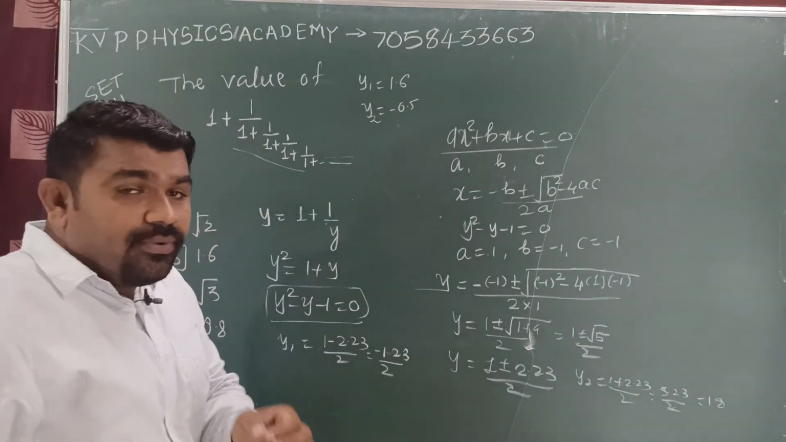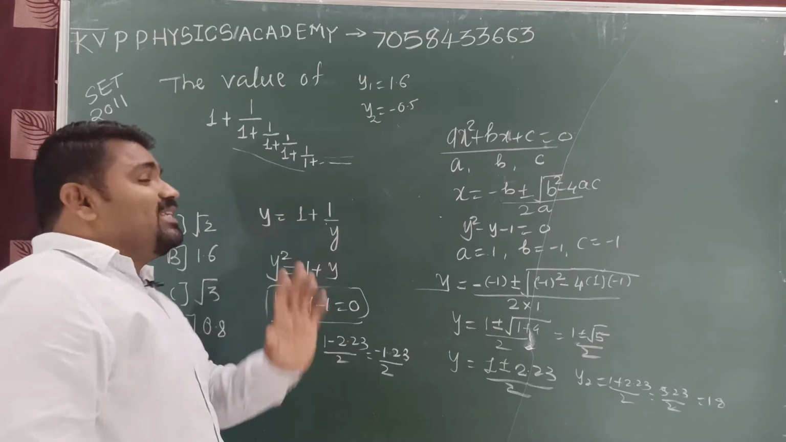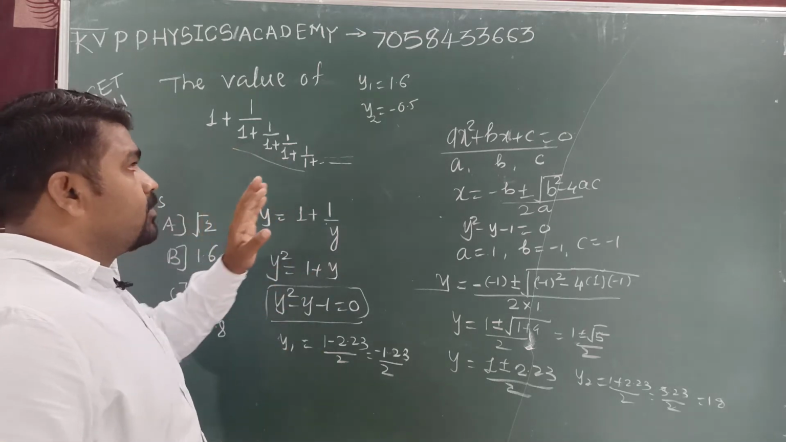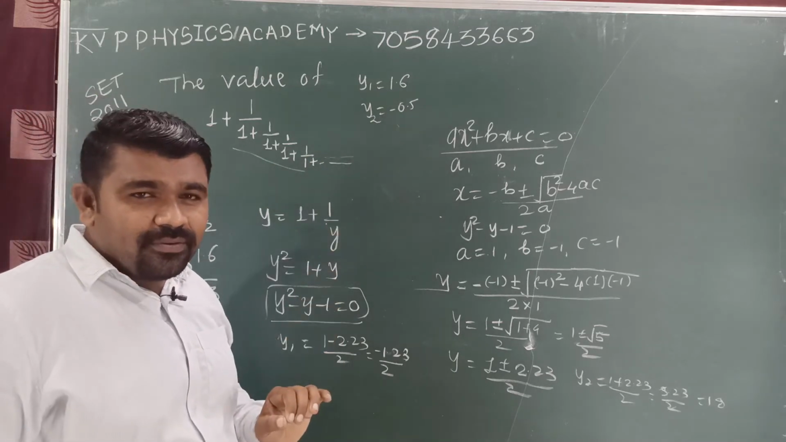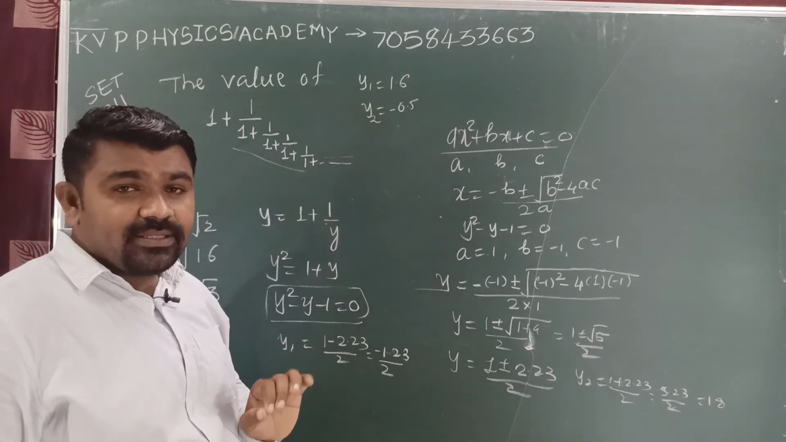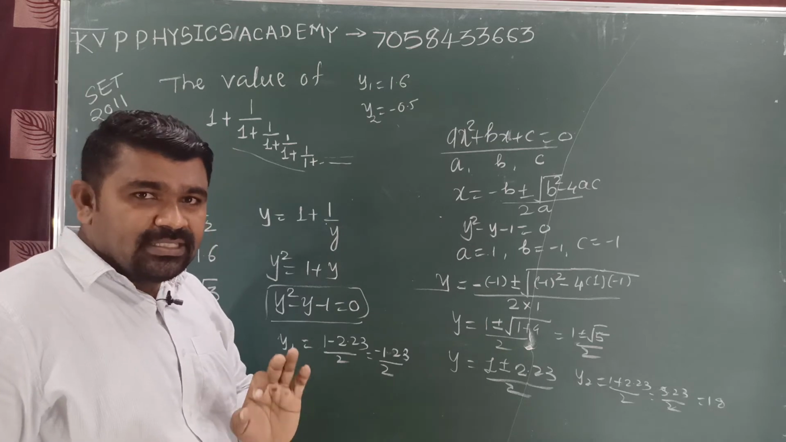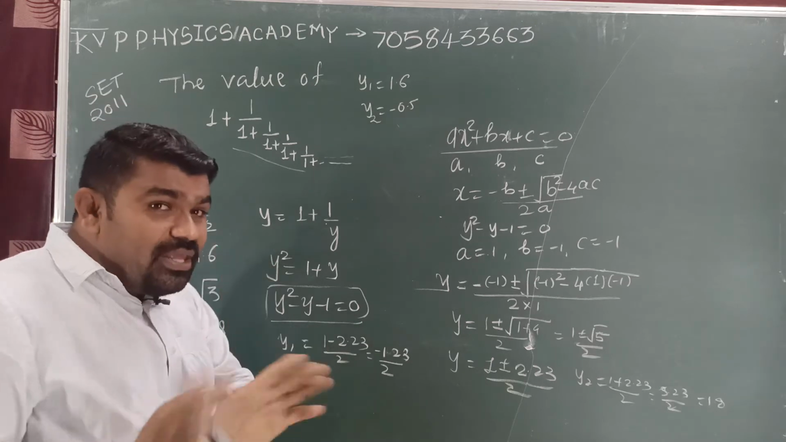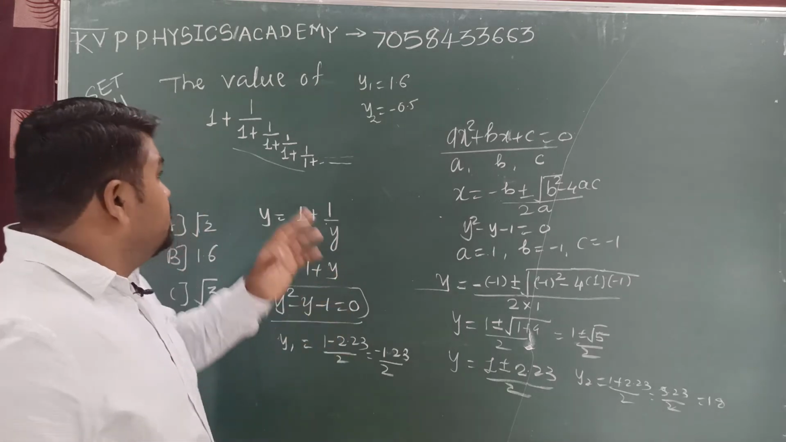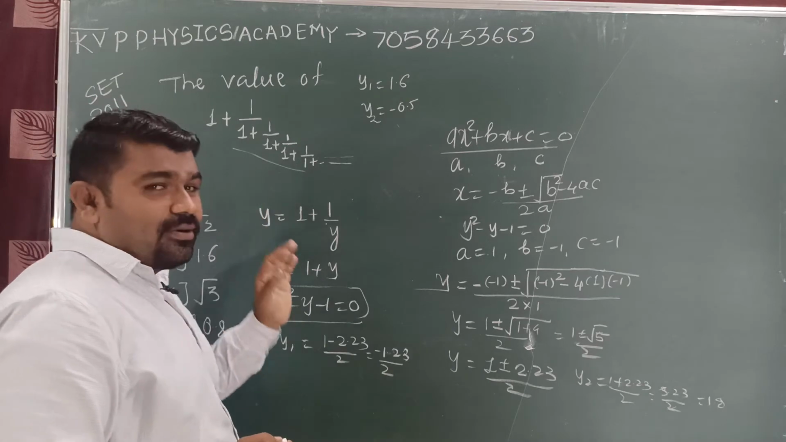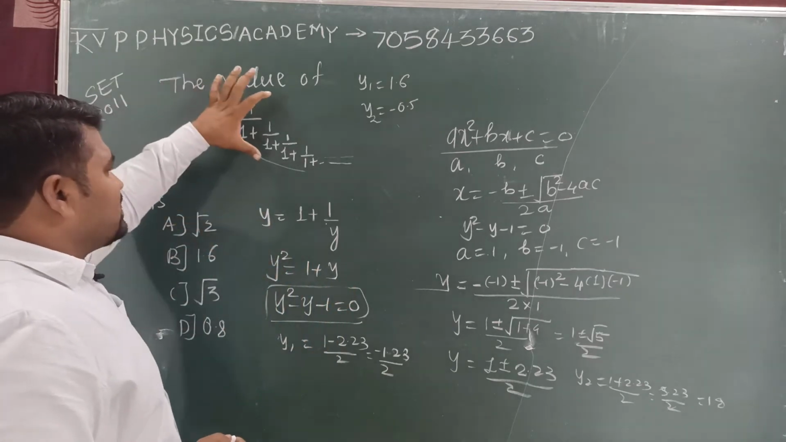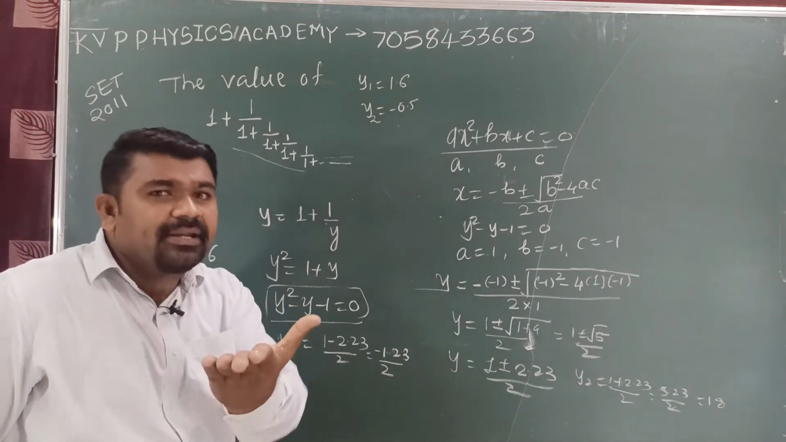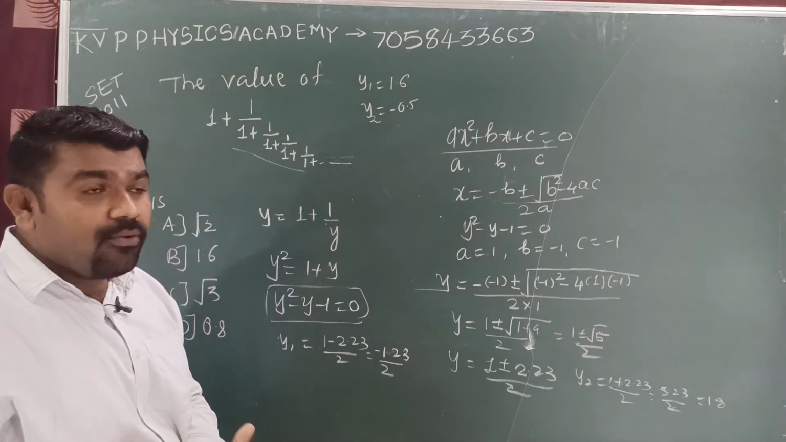Which answer is correct for this series? One answer is minus 0.5, the second answer is 1.6. Which one is correct? Simply see here, which logic can we use? That's very important. Y is equal to 1 plus something, and 1 plus something is definitely greater than 1. Yes or no?